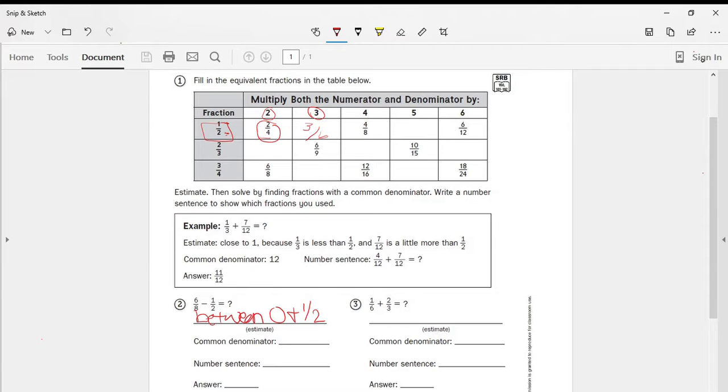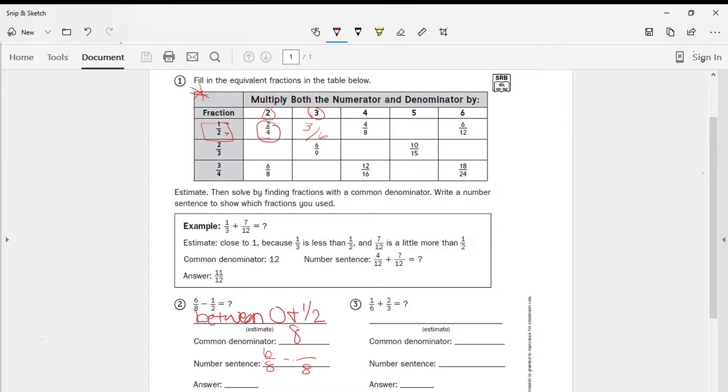Now, when I'm looking for a common denominator, I can think about my equivalent fractions that I did up here in number 1, or I can simply use my multiple strategy. 8 is a multiple of 2, so 8 will be my common denominator. And when I rewrite my number sentence, 6/8 is not going to change, but the fraction that is going to change is 1/2. So my denominator is 8. We just came up with that.